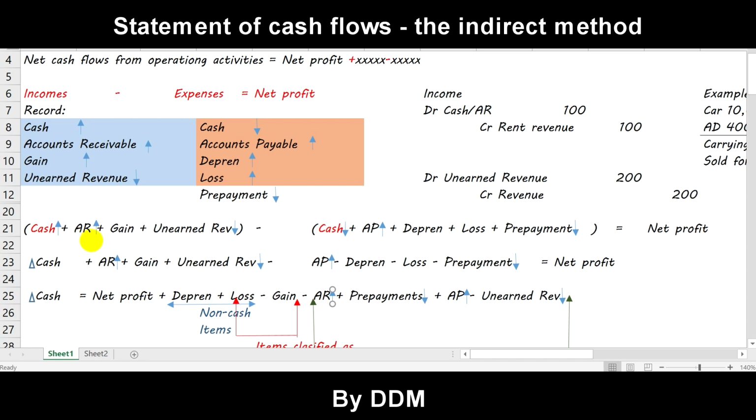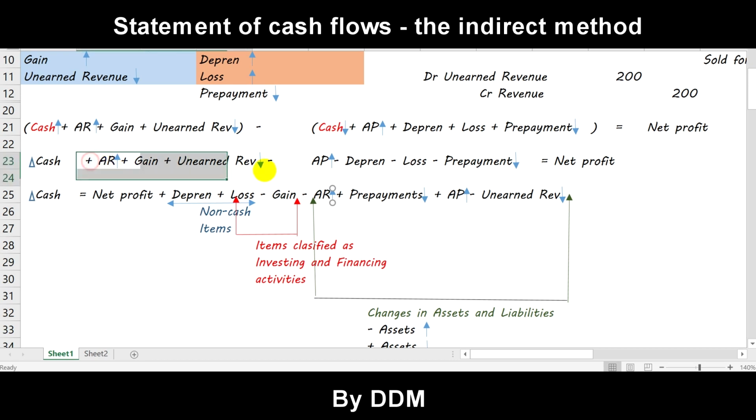The increase in cash plus the increase in accounts receivable plus gain plus the decrease in unearned revenue, minus the decrease in cash plus the increase in accounts payable plus depreciation plus loss plus the decrease in prepayment, equals net profit. After we open the bracket, we combine the cash items. So we have changes in cash plus these 4 items and minus these 4 items equal to net profit. So up to now, it's purely mathematical.